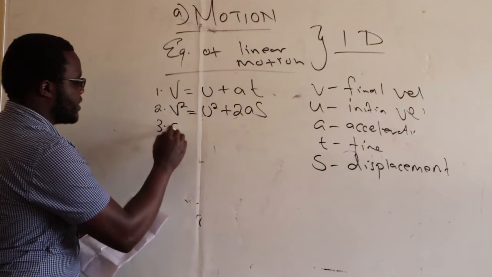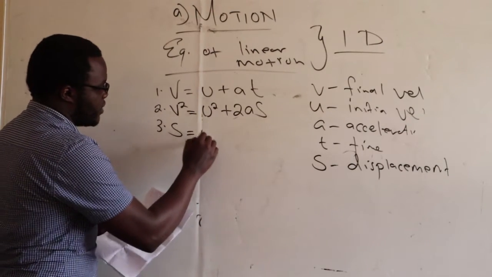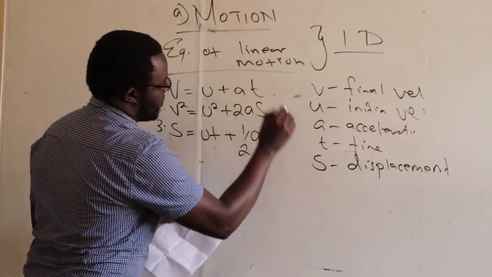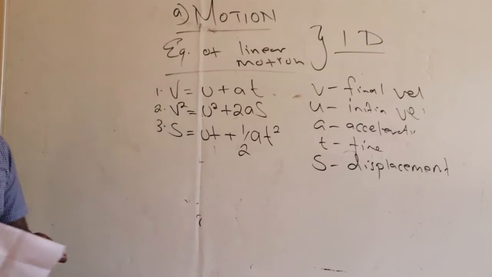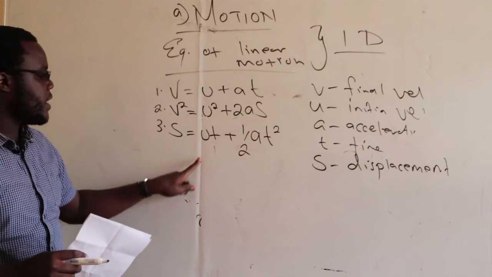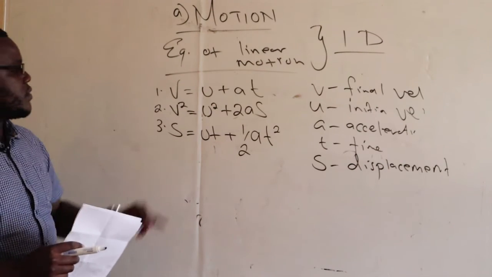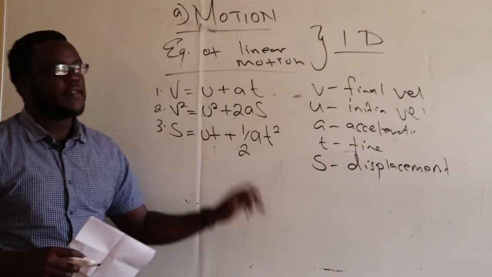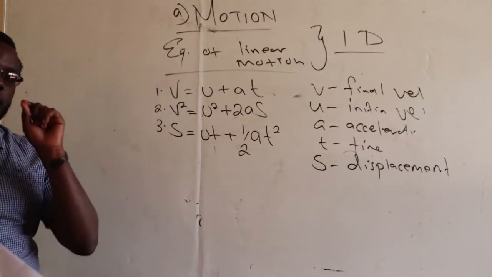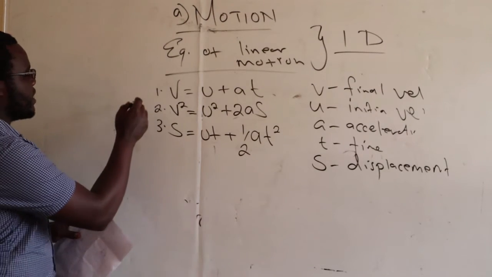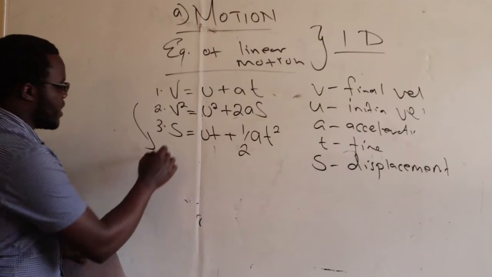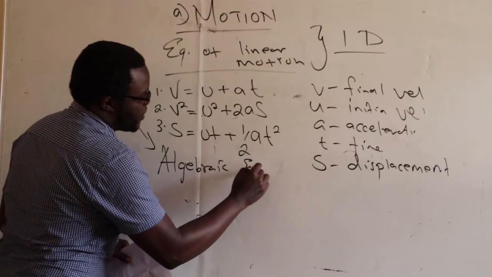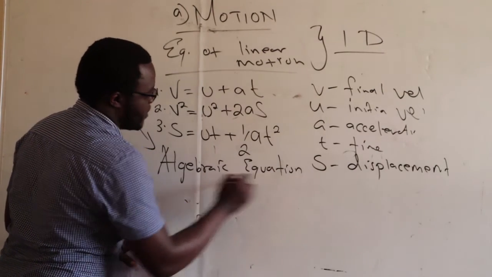Then we have the last equation of motion, S is equal to UT plus a half AT squared. This means that displacement is equal to initial velocity times the time taken plus a half of acceleration times time squared. Most of these are just algebraic equations, meaning that you can make any of these values the subject.